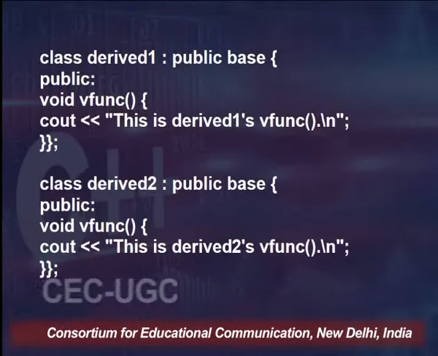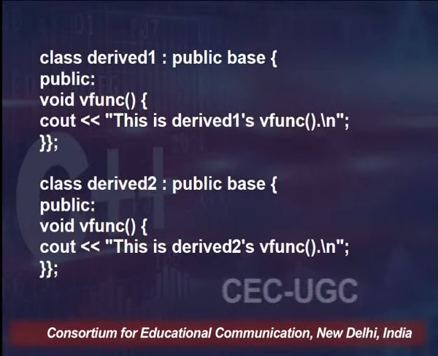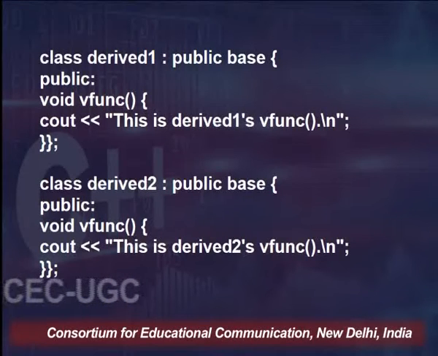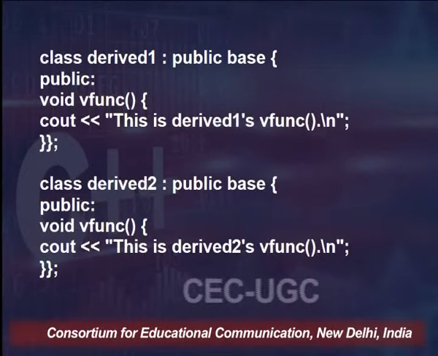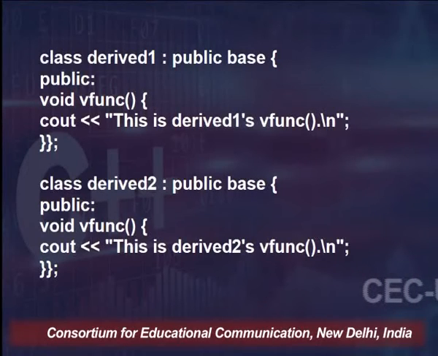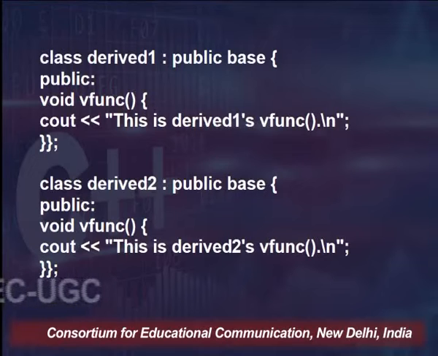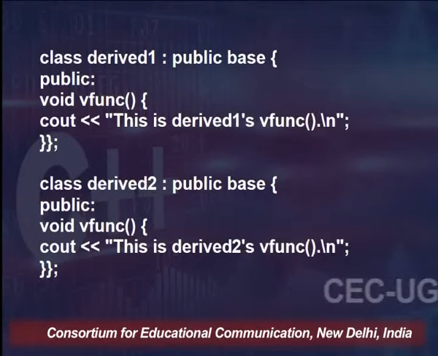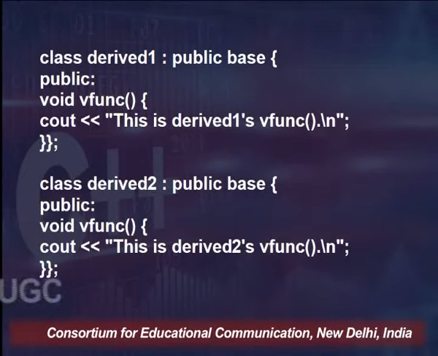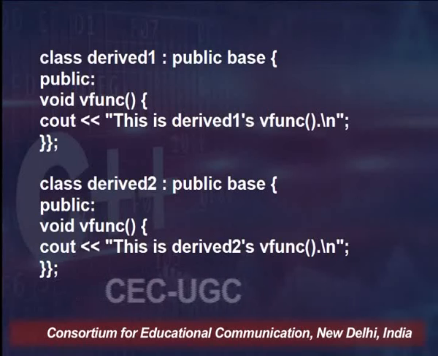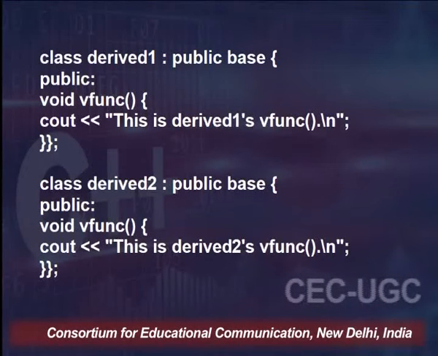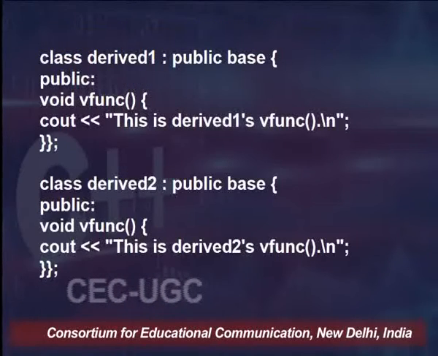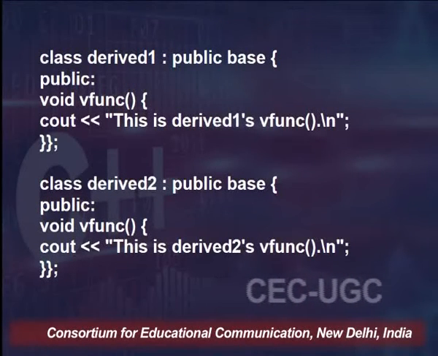These derived 1 and derived 2 both inherit the base class, and along with inheriting the base class they give their own versions of vfunc, which was declared as virtual in the base class. So void vfunc in derived 1 says "this is derived 1's vfunc", and void vfunc inside derived 2 says "this is derived 2's vfunc". Till this point this program is completely similar to the earlier one, but within the main function there will be some changes.